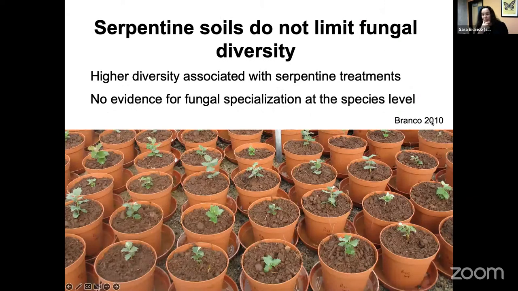And then for my pot experiment, what I also found was that there was actually higher diversity associated with serpentine treatments. So whenever I have a serpentine treatment involved in the experiment, there's going to be more fungi than not. And I found no evidence for fungal specialization at the species level. There were two species that had slight preferences, so we'd find them a little bit more on one soil or the other, but no evidence whatsoever of fungal specialization.